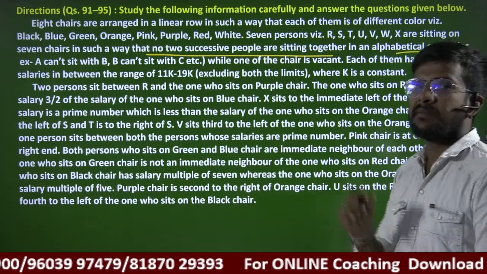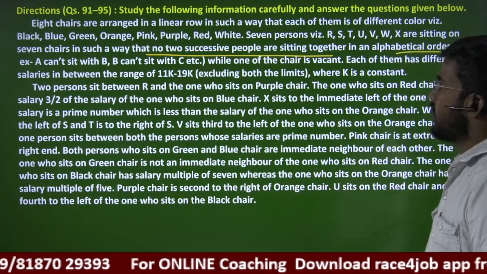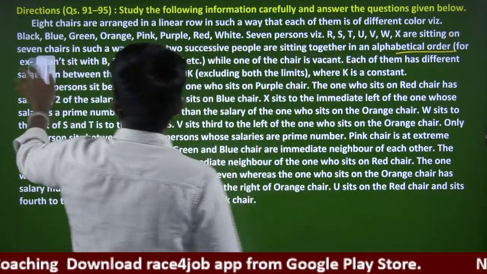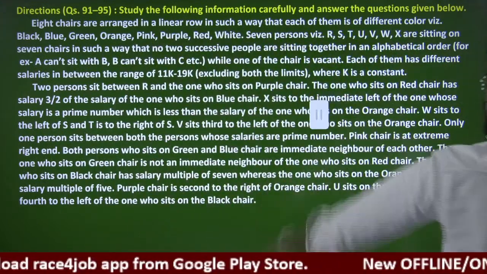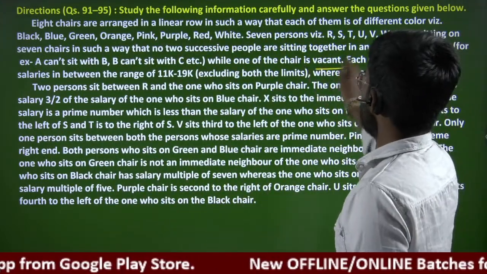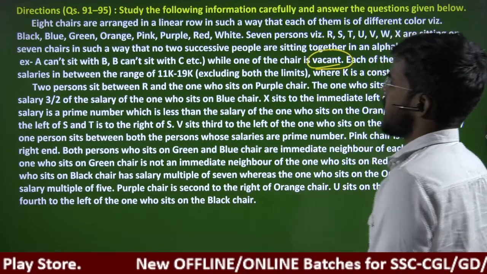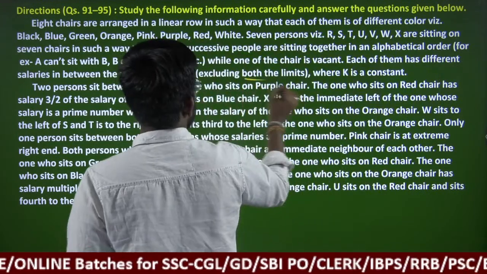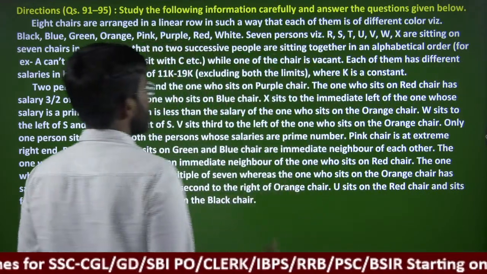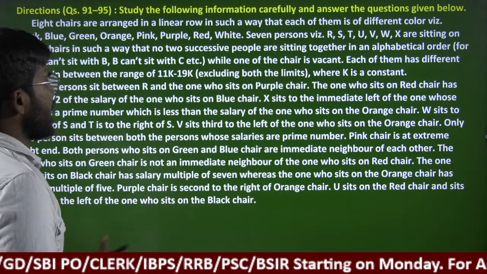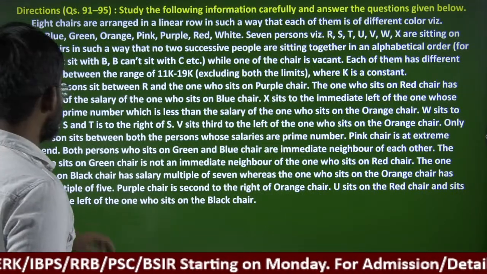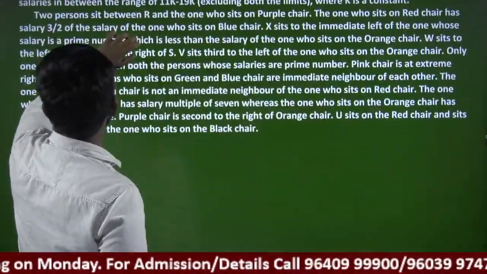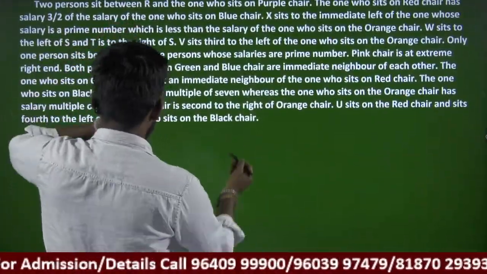A, B, C, D, B, C, D, E, like that, they can't sit immediately together. A can't sit with B, and B can't sit with C. Here they have given that one of the chairs is vacant, and each of them has different salaries between 11K to 19K, excluding both the limits. Excluding means not 11K and not 19K, where K is the constant, and thousand is the meaning of K. Okay, total 8 chairs, right? Let's see, start the problem.